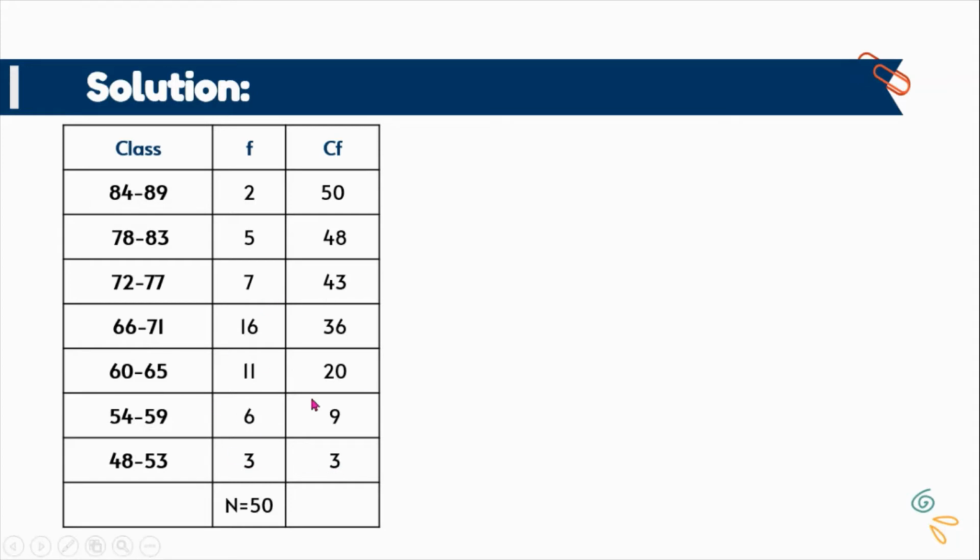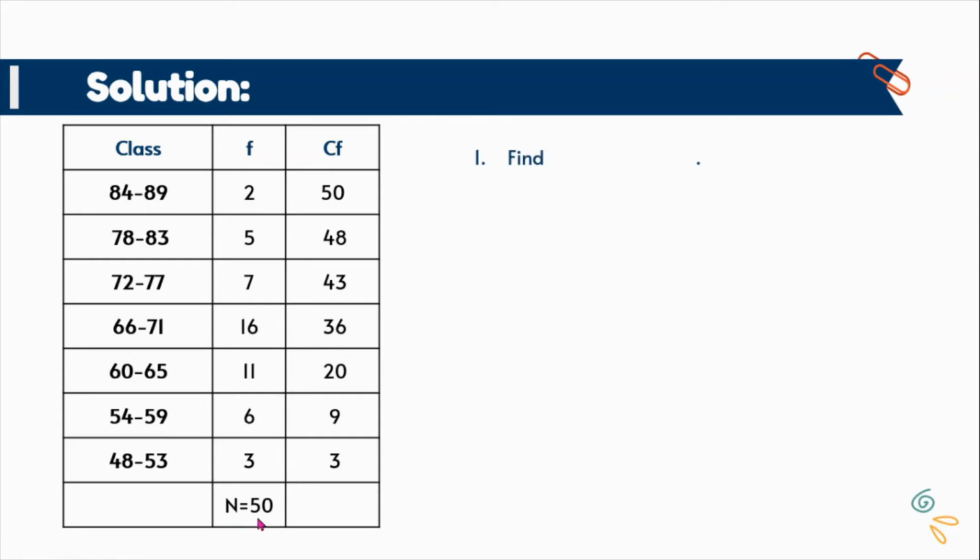Here that's 6 plus 3, that's 9. 11 plus 9, that's 20. 16 plus 20, that's 36. 7 plus 36, that's 43. 5 plus 43, that's 48. And 48 plus 2, that's 50. As you can see here, the cumulative frequency is the running total of frequency. The total of frequency is 50, so our n here is equal to 50.